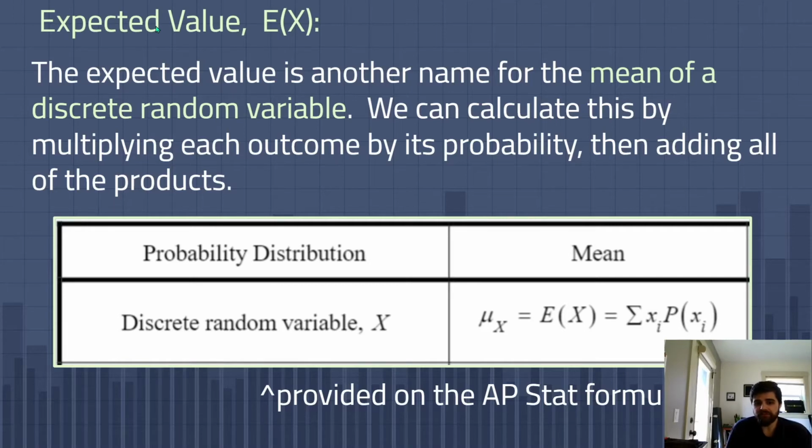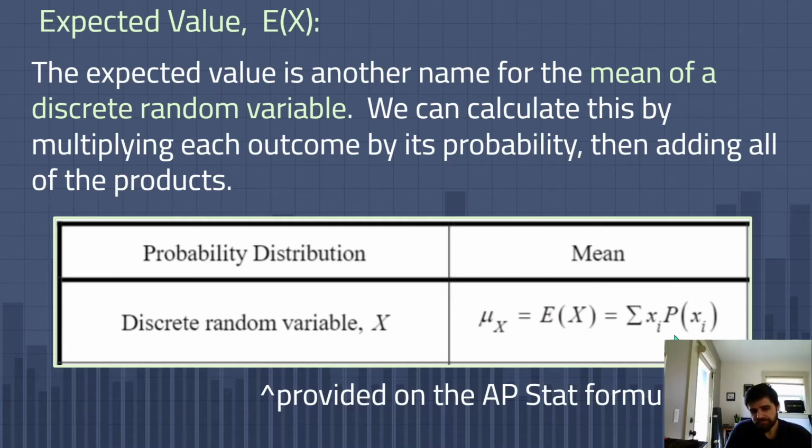Then we just add those together. This is something that's provided on your formula sheet, and it looks much more complicated than it is. So this is what you'll see on the formula sheet in that little table. It'll say to calculate the mean of a discrete random variable. Mu means mean, so the mean of the random variable x is equal to E of x. That's just another way to say expected value, just another notation. E of x and mu of x mean the same thing, the average outcome.